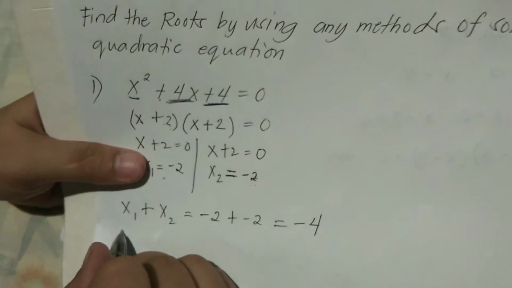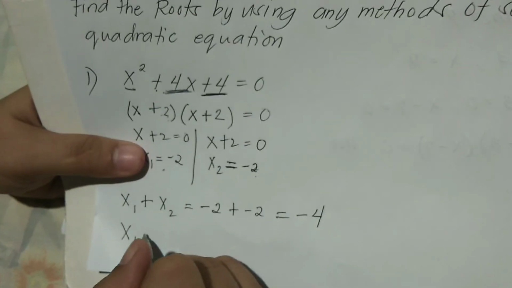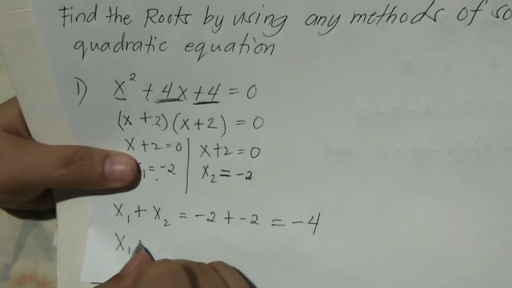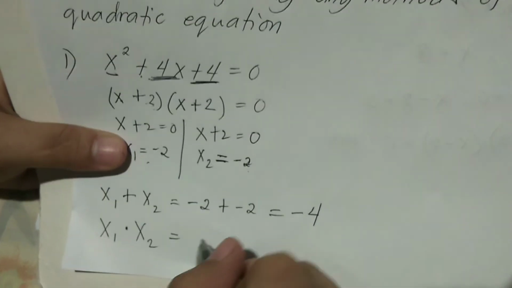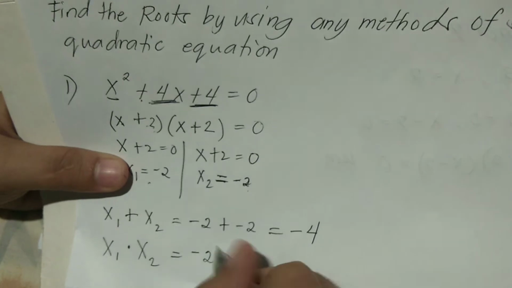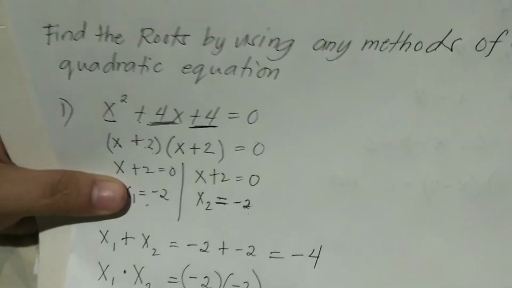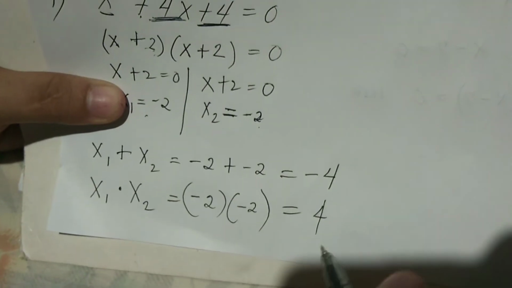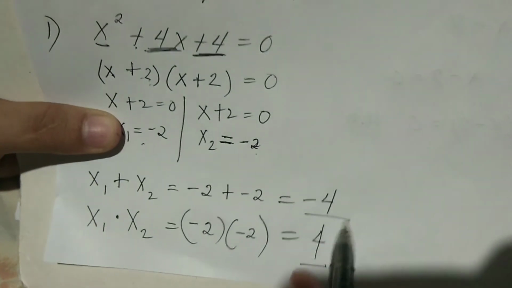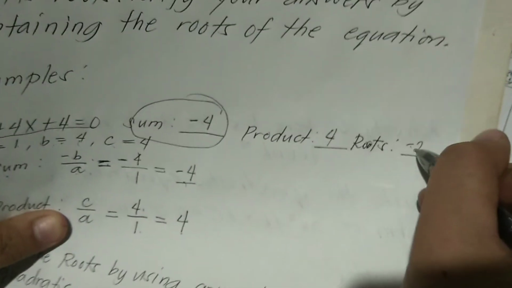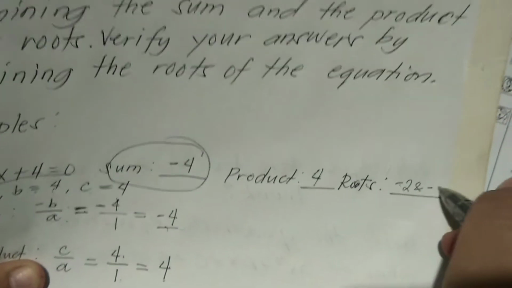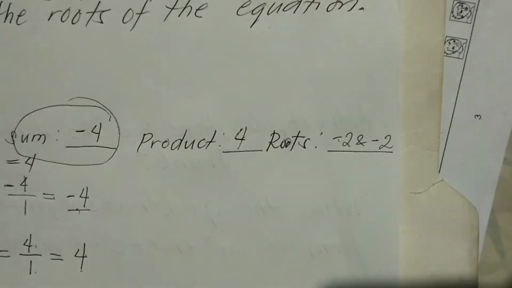And then, kapag multiplication naman, kukunin natin yung product niya. X sub 1 times x sub 2 is equal to negative 2 times negative 2, that is positive 4. So, yung product niya is positive 4. At ang roots niya are negative 2 and negative 2. So, nasatisfy niya.